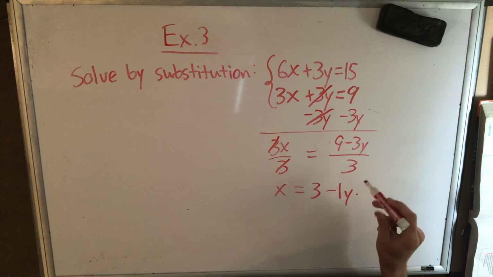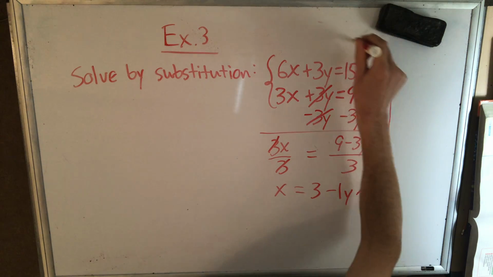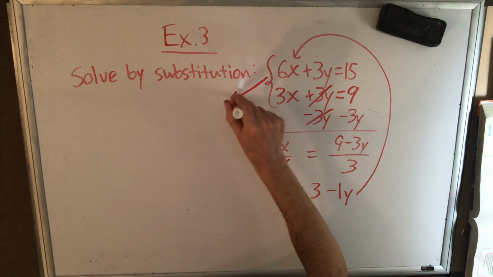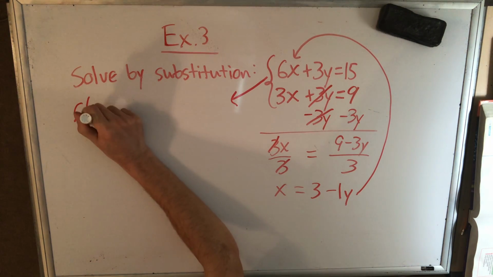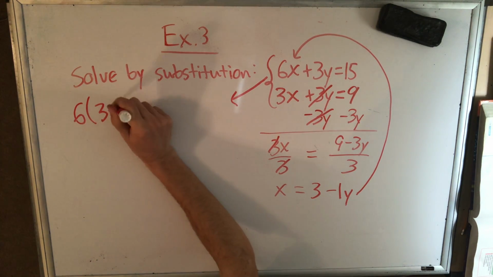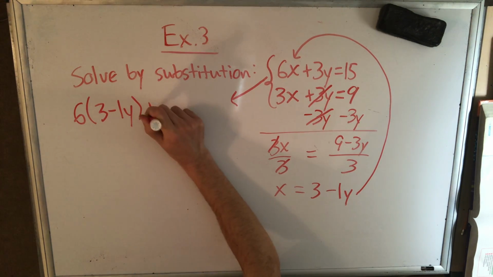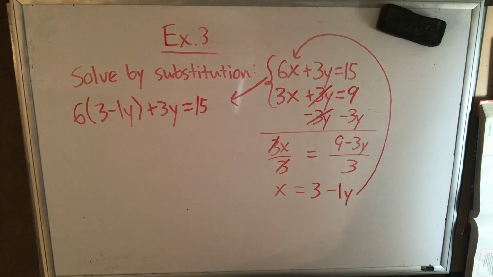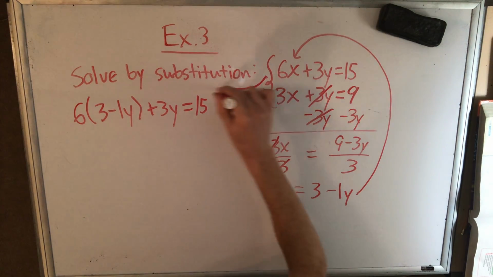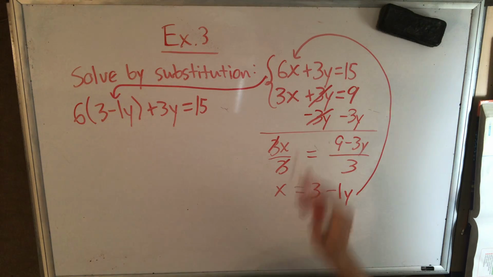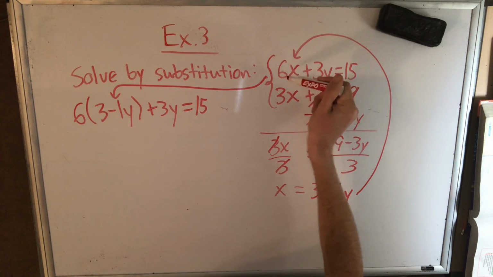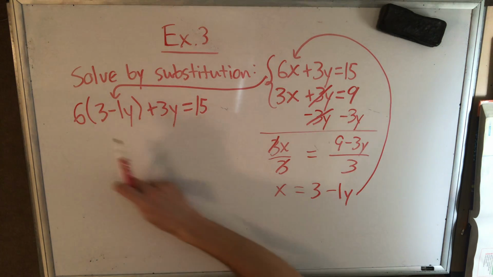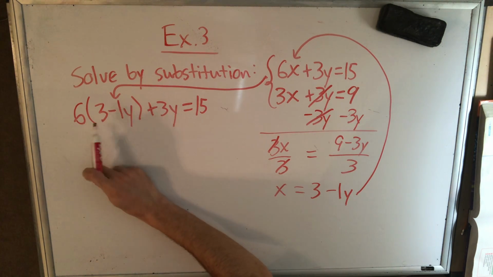So in the top equation, I'm going to move down here. That's going to be 6 times 3 minus 1y. You should use parentheses when substituting in for a variable, because 6x means 6 times all of x, so it's 6 times all of what x is equal to, so you need the parentheses to indicate that. Then distribute the 6, multiply each term in the parentheses by 6.